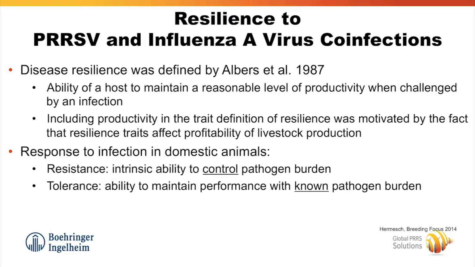Response to infection in domestic animals can be described with other terms. Dr. Harding also mentioned resistance, which is the intrinsic ability to control pathogen burden, so I think that's consistent with his definition. And tolerance is another one, the ability to maintain performance with a known pathogen burden.